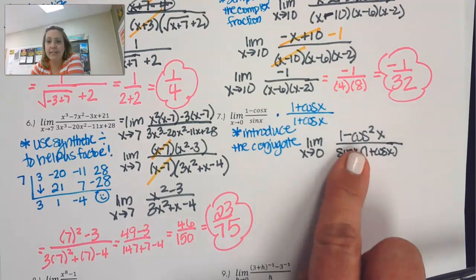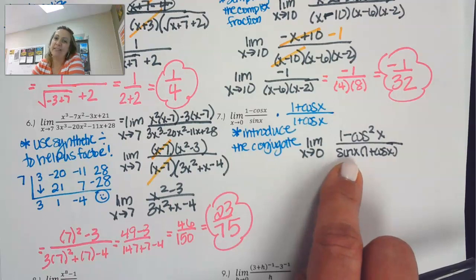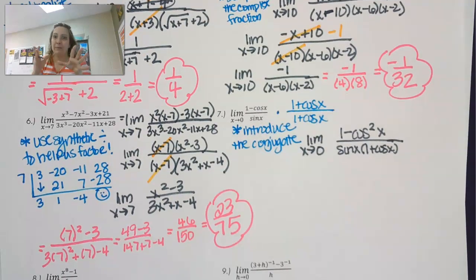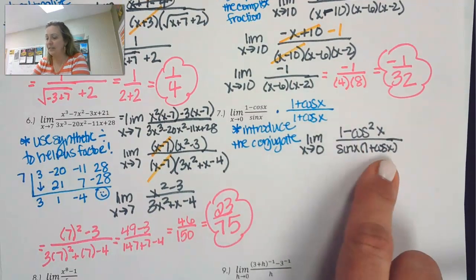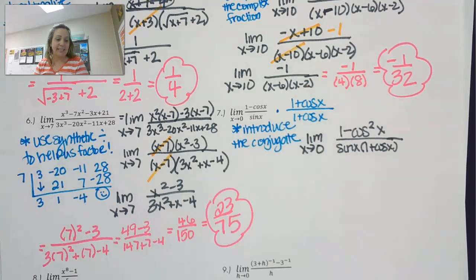All right, so I have 1 minus cosine squared x over sine of x times 1 plus cosine of x. Well, how does that help? Now, what some people do is they factor this and then cancel that out, and you're back to square one. So don't work backwards. But is there anything else special that you see?